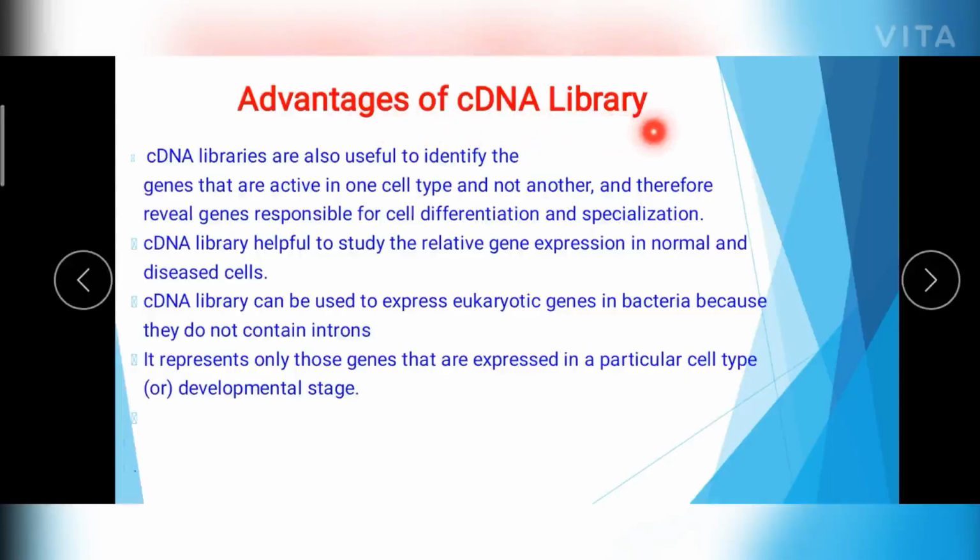Moving on to the advantages of cDNA library. These libraries are useful to identify the genes which are active in one cell type and inactive in other cells, and they also help in revealing the genes which are responsible for cell differentiation and specialization. These cDNA libraries are used to study the relative gene expression in a normal cell and in a diseased cell, how it is varying. They are also used to express eukaryotic genes in bacteria, because these cDNAs don't contain introns, so you can easily express them in bacterial cells. A particular cell type or a particular developmental stage of an organism can also be easily represented in a cDNA library.